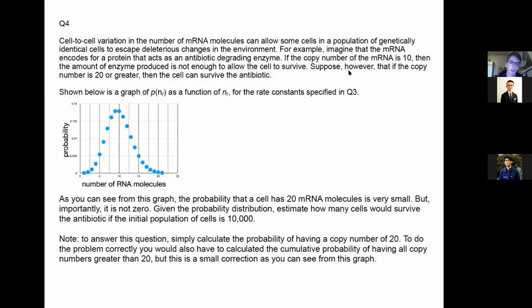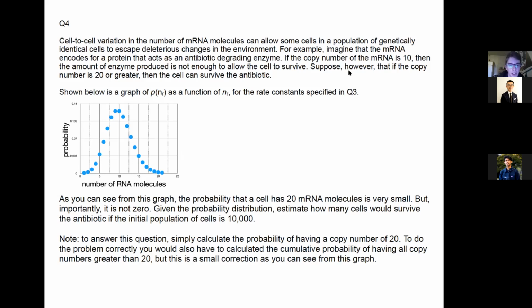Okay, so question 4 kind of follows question 3, except it's giving you a different situation where a cell's survival will depend on the number of RNA molecules it has. And if a cell has 20 or greater RNA molecules, it'll survive an antibiotic. And if it has anything less than that, it'll die. So basically, we just want the probability that the cell will survive, and specifically, we want the number of cells that will survive in a population of 10,000.